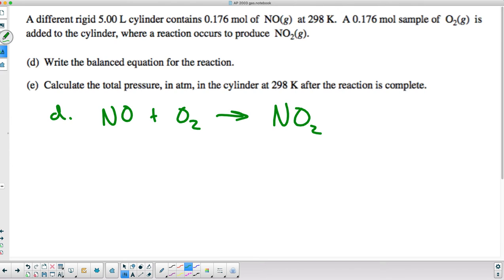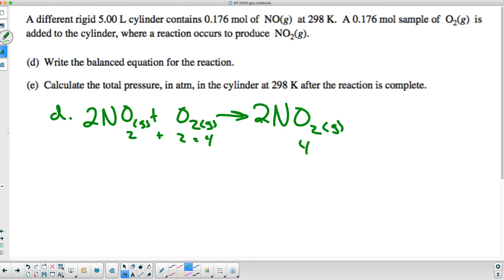I would think that I would put a 2 here to balance with a 2 here. That gives me 2 oxygens plus another 2 equals 4. 2 times 2 is 4, so that looks good to me. And this would all be, of course, gases. Next: calculate the total pressure in atmospheres of the cylinder at 298 after the reaction is complete.